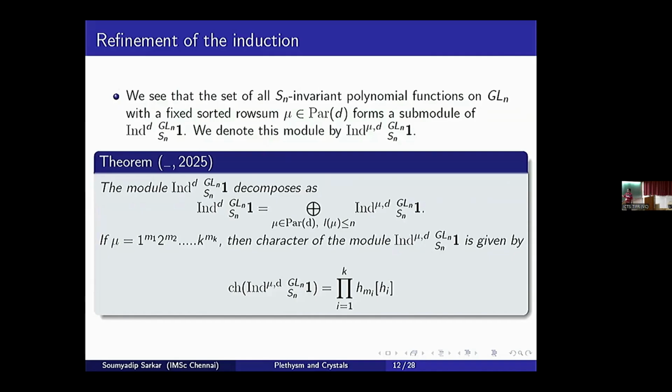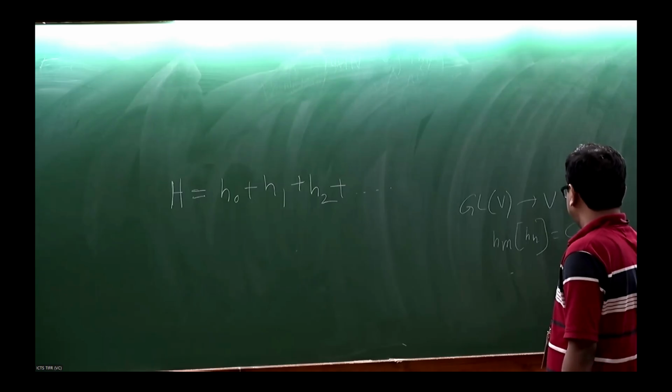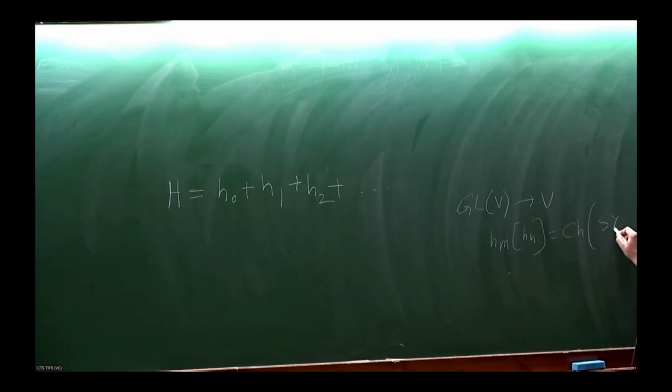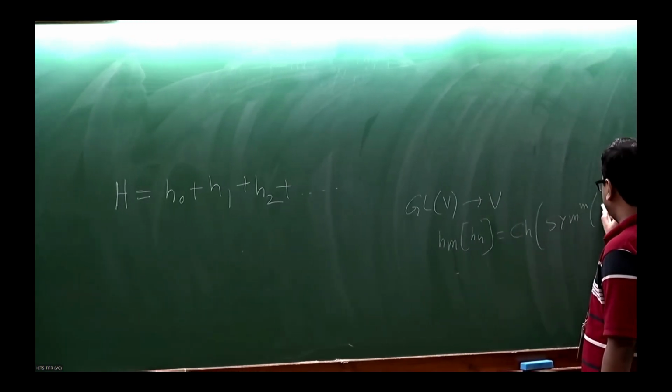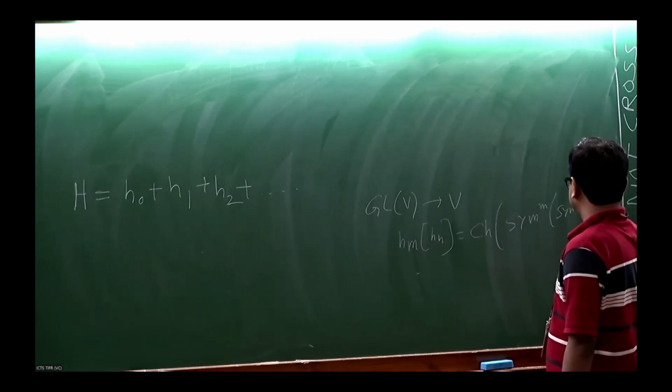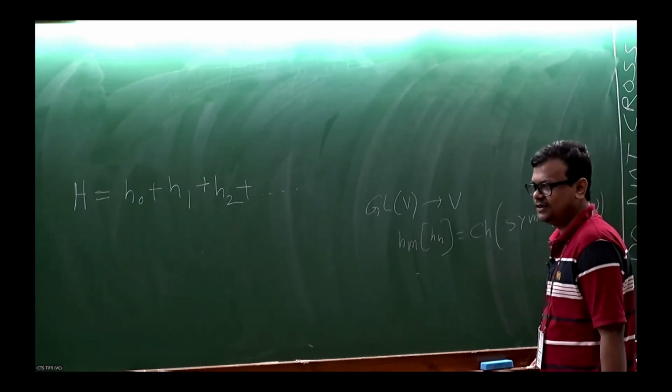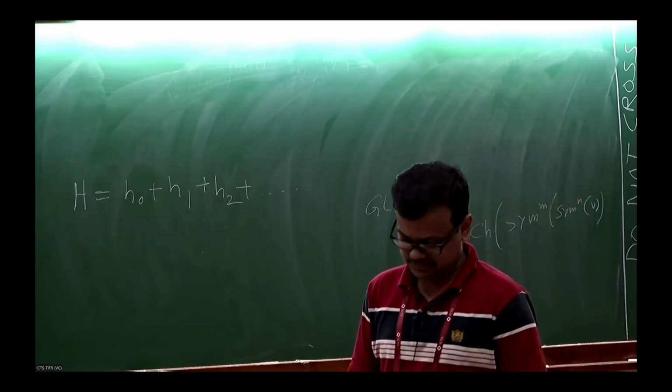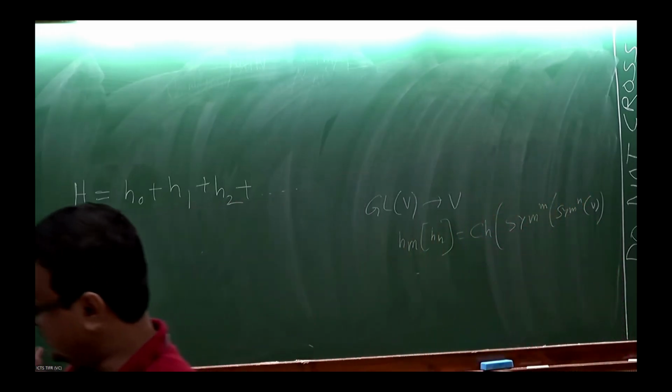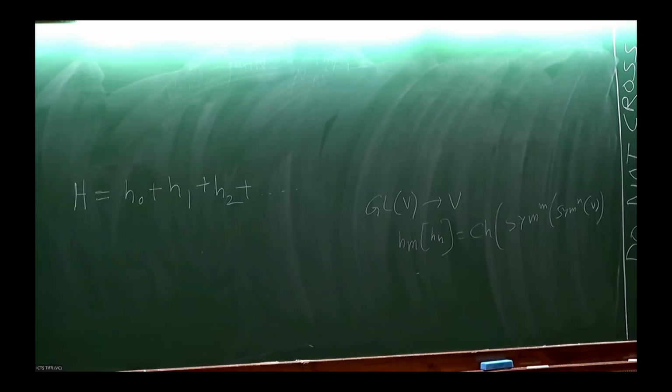So you can just think of it this way: you take the standard representation of GL(V), GL(V) acts on V. So h_m plethysm h_n is just the character of Sym^m of Sym^n of V. So basically, you apply the Sym functor twice. So that is h_m plethysm h_n, and the character is given by this form.